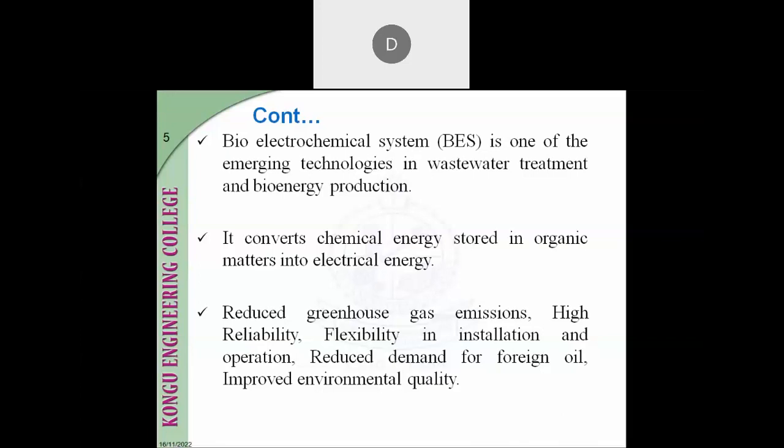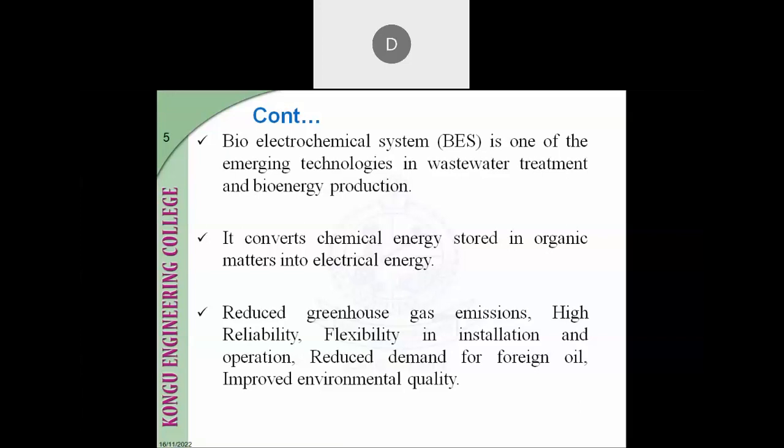It is one of the important emerging technologies in wastewater treatment, which in turn produces bioenergy. Generally in these BES, the chemical energy stored in organic matter is converted into electrical energy. Please make a note, we are using waste-derived materials to convert this chemical energy into electrical energy. This is the most important point to note here.